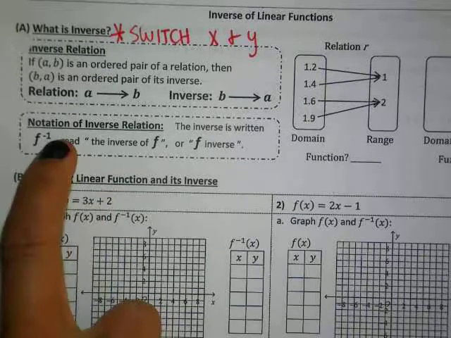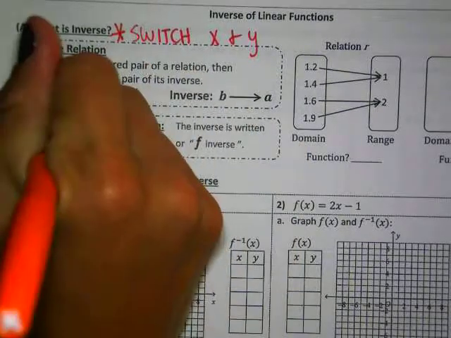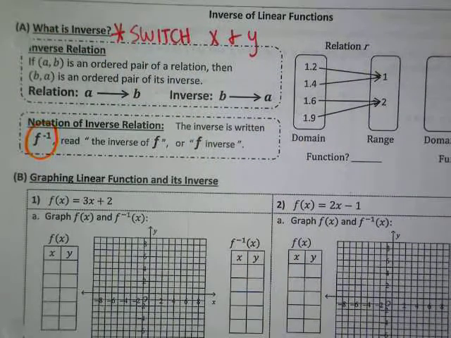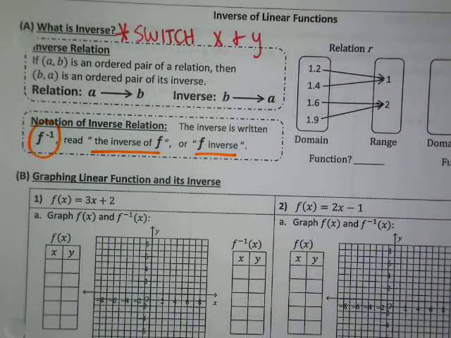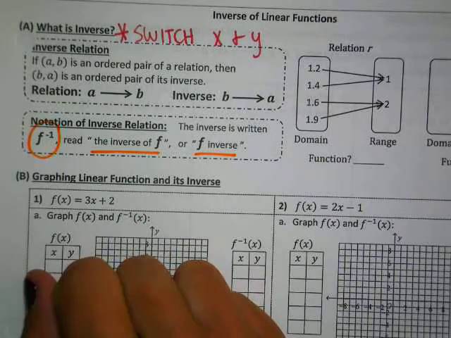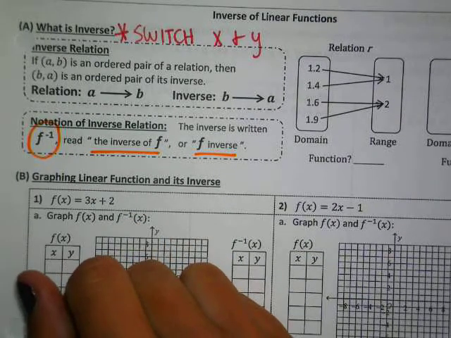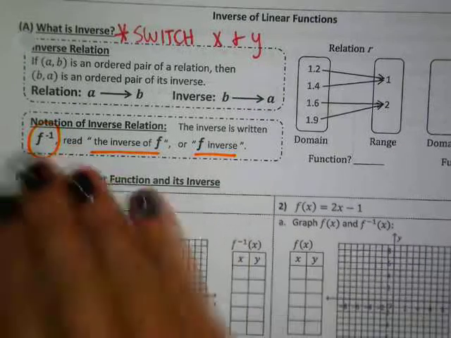All right, for the notation, F, and then it looks like an exponent, but it is not. It is not an exponent. The way you read that is the inverse of F, or F inverse. The little -1, it's not an exponent. It means inverse. There are negative exponents, but this is not one.